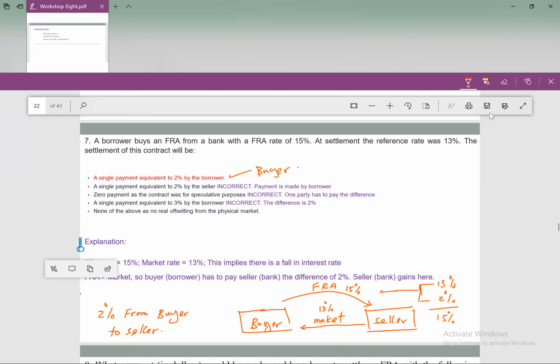The second one here is not right because it's the seller. Zero payment as the counterparty? No, it's not zero. A single payment equivalent to 3%? It's not 3%. None of the above? It's not right. It's only this one.